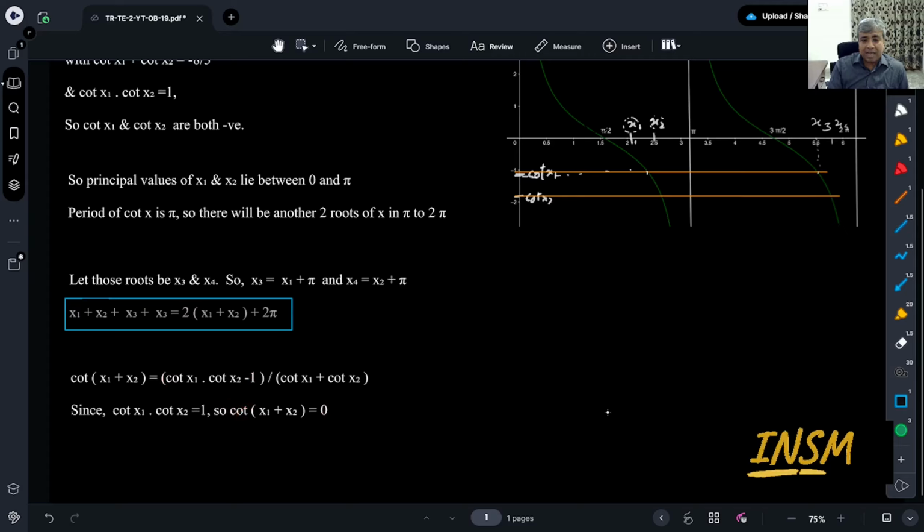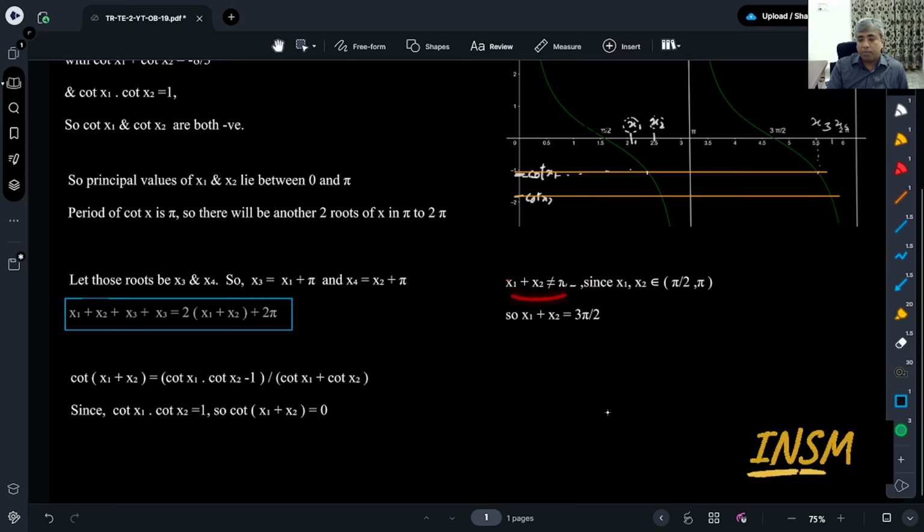Now this is another trap: most students would put x1 plus x2 as pi by 2 because cot becomes 0 at pi by 2. But we should observe here that both x1 and x2 are more than pi by 2. So x1 plus x2 cannot be pi by 2.